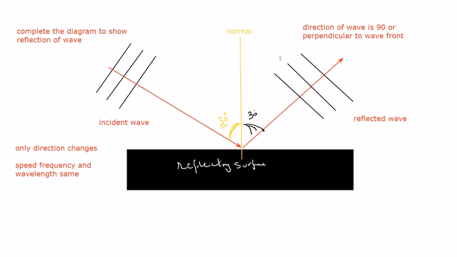Sometimes they give you an angle, sometimes you have to measure the angle. Using a protractor, you have to place the protractor at this point and measure this angle. Using a protractor, you will measure the angle. Is it clear, the concept of reflection of a wave, that the wave changes direction when it strikes the surface?